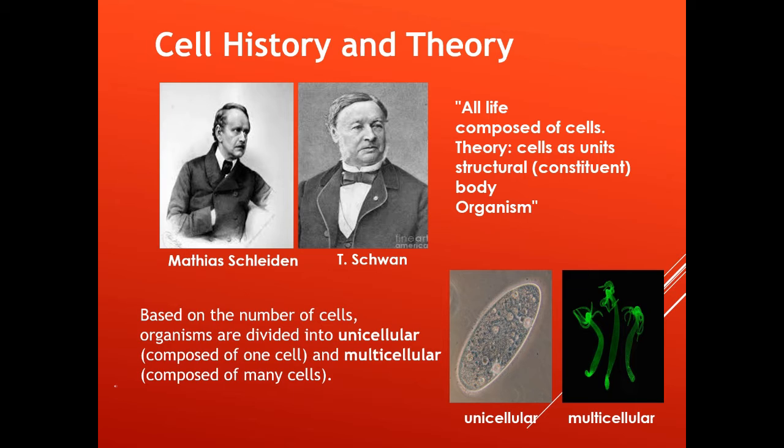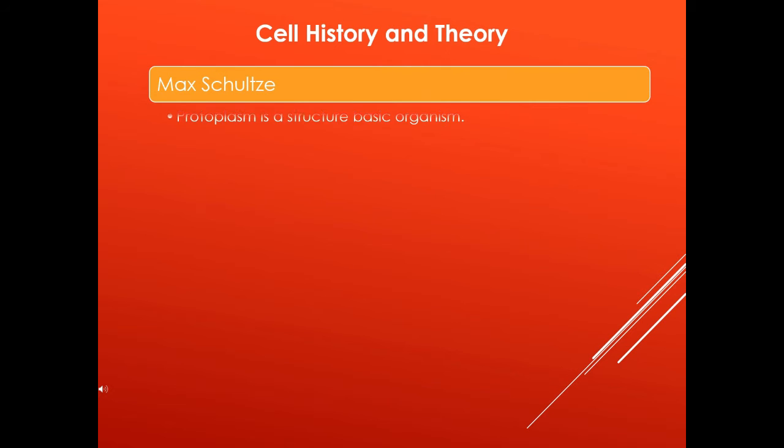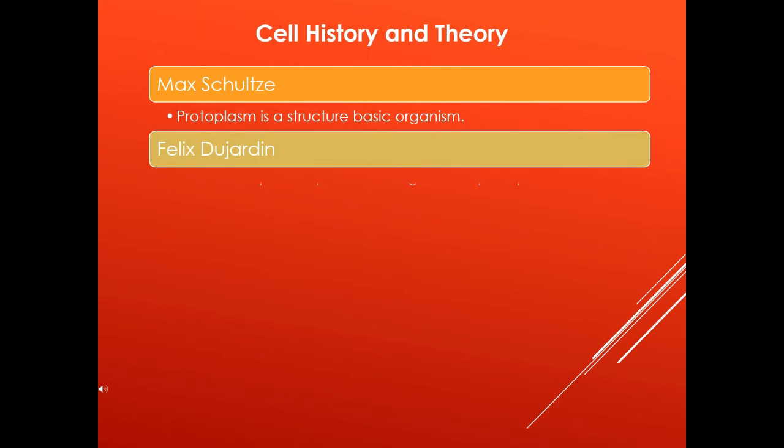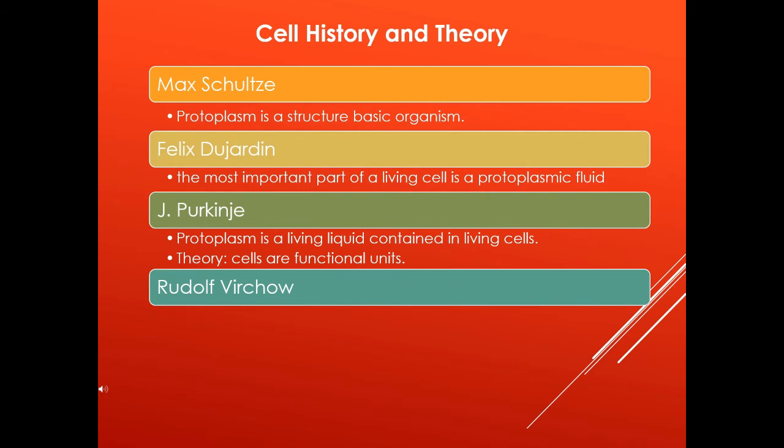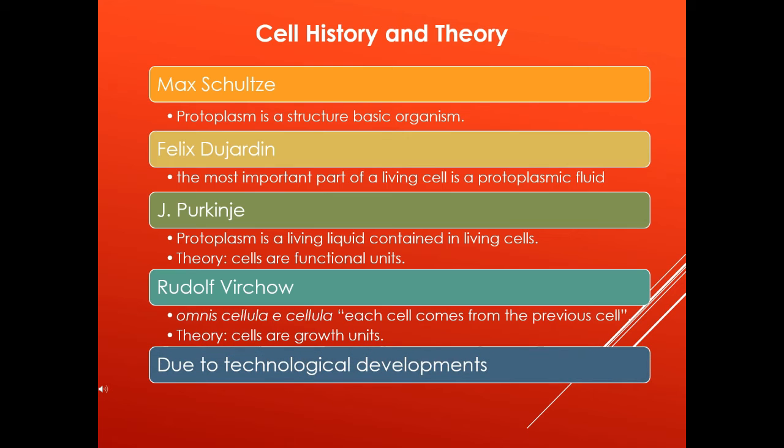Based on the number of cells, organisms are divided into two: unicellular, that compose of one cell, and multicellular, which compose of many cells. This is the picture of unicellular, and this is picture of multicellular. This is the more detail of cell history and theory.